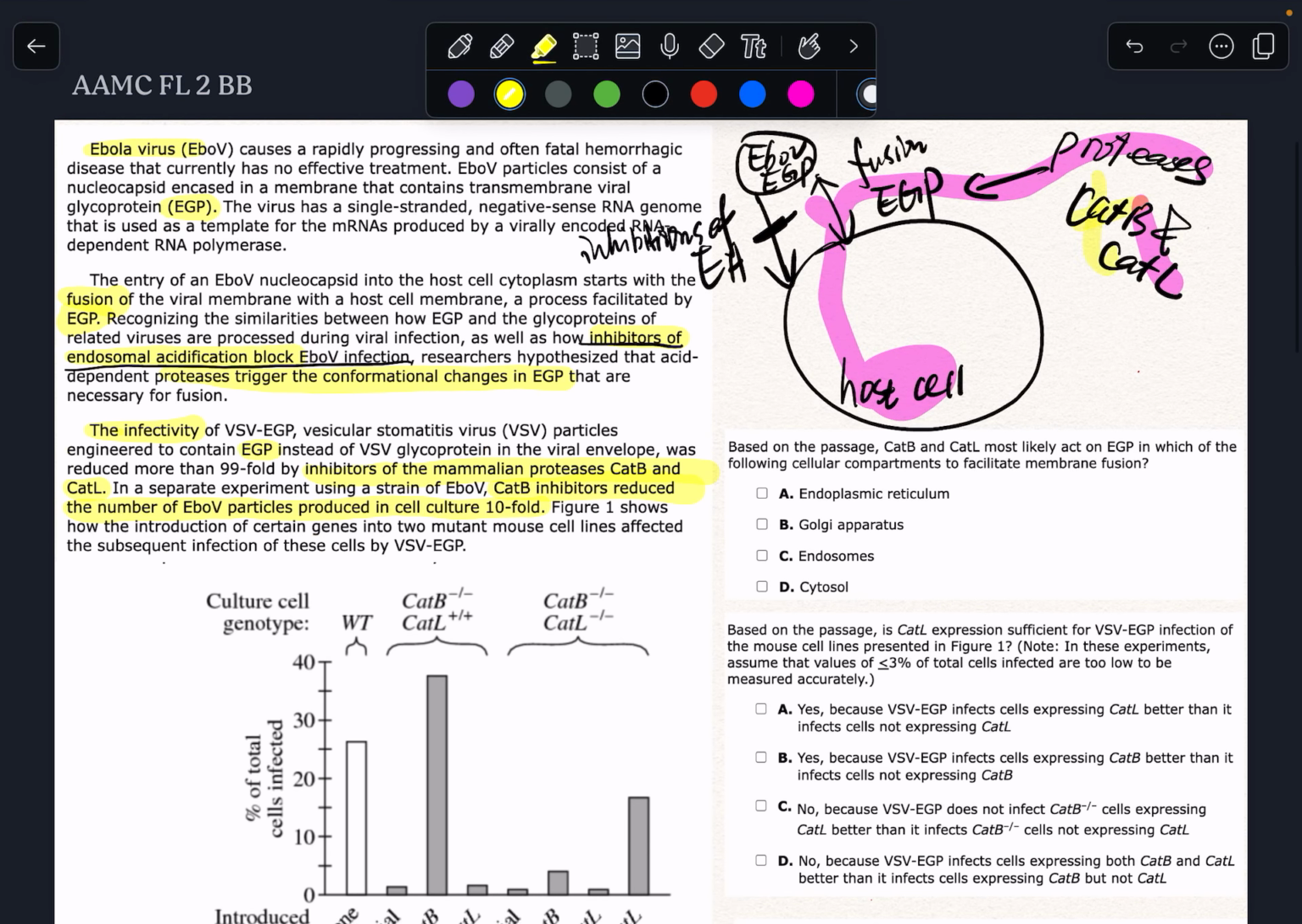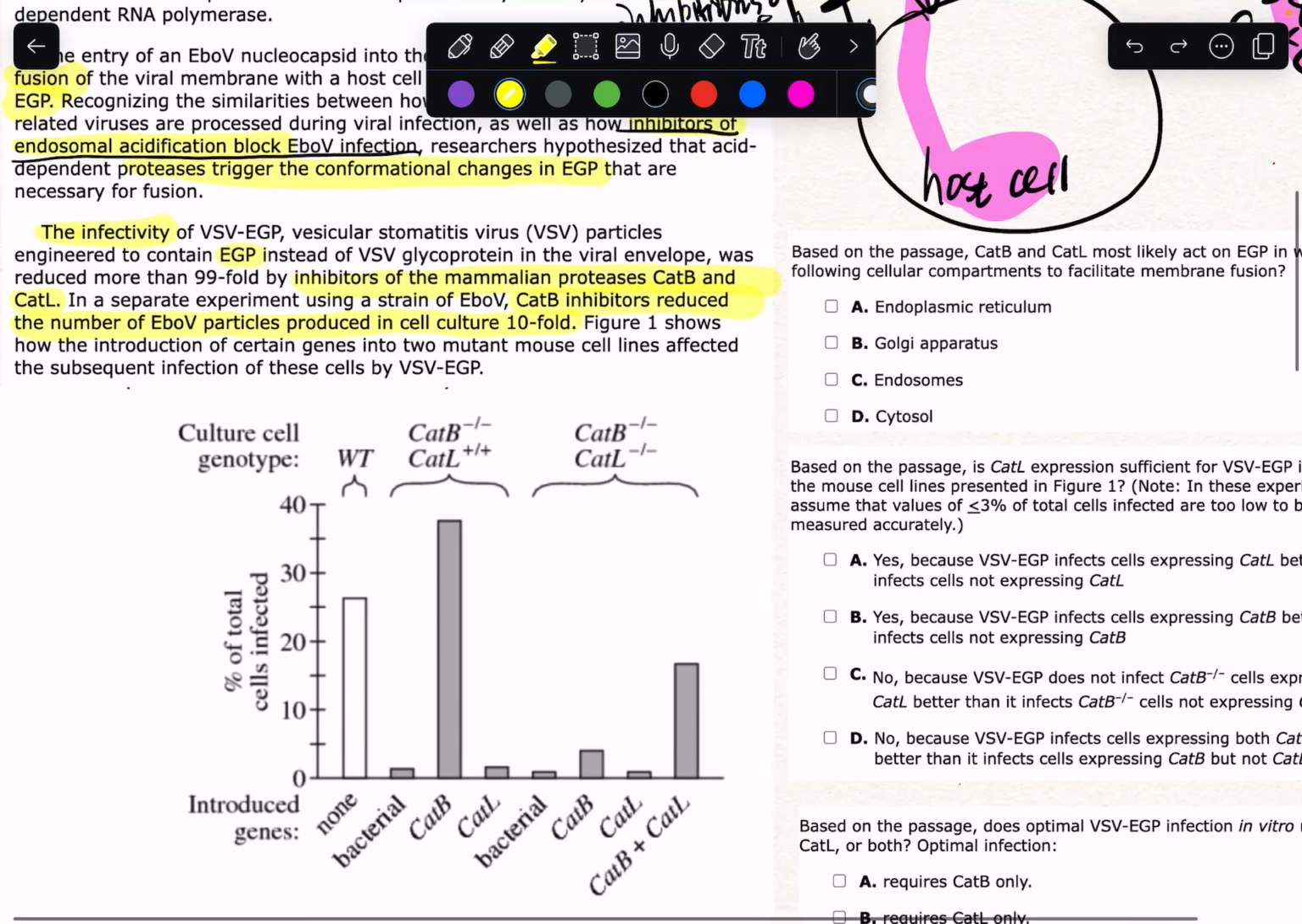You inhibit this CatB so that the protease would not be able to cause the conformational change in EGP, and then the EGP would not be able to help with the fusion of the viral membrane and the host cell membrane. Then the virus will not be able to get inside my host cell, right? So no infection happens. The infection will be reduced. All right, perfect. Let's keep reading.